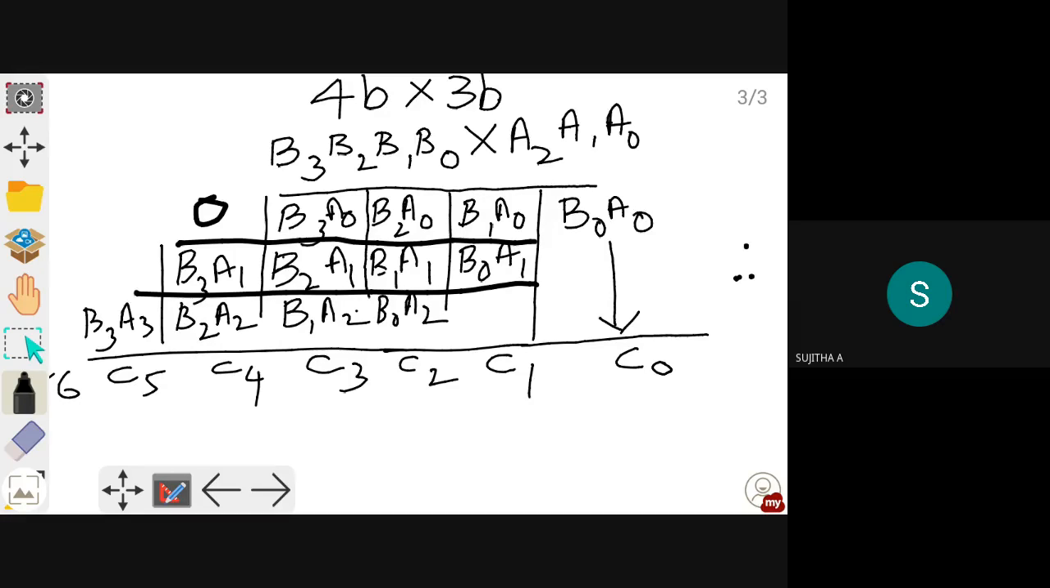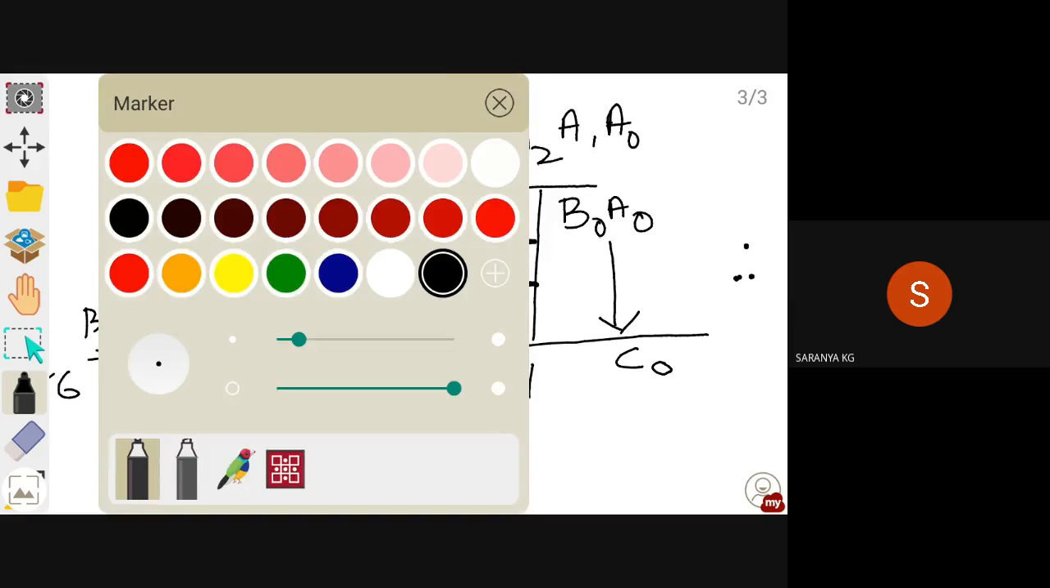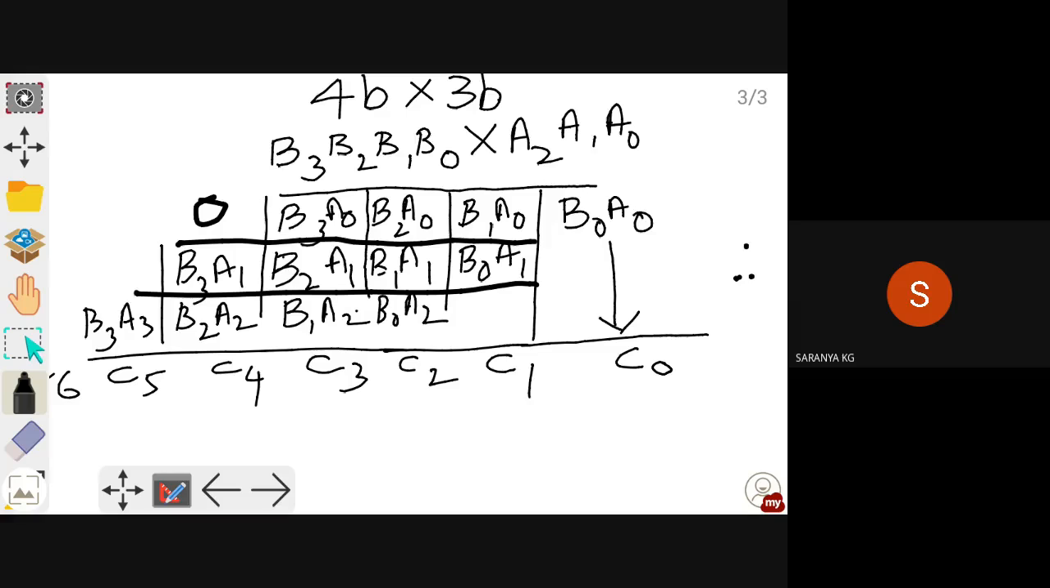Is it clear or not? Yes, ma'am. So in order to add the first row and second row, you are going to use a 4-bit adder. You need not describe the 4-bit adder, because we have already described it. In the exam, it is enough to draw a 4-bit adder as a block.